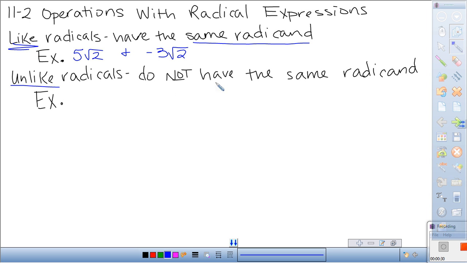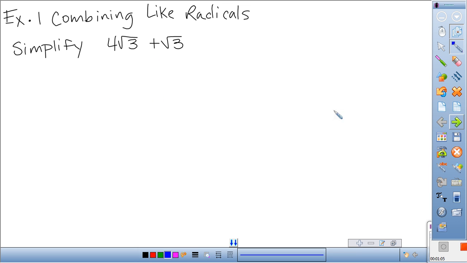Unlike radicals do not have the same radicand. For example, you could have something like 2 square roots of 11 and 3 square roots of 7. Those are unlike radicals. Square root of 11, square root of 7, those are not the same radicands. So in this lesson, we're going to be simplifying radical expressions. Remember, you can only add like expressions. We cannot add unlike terms.